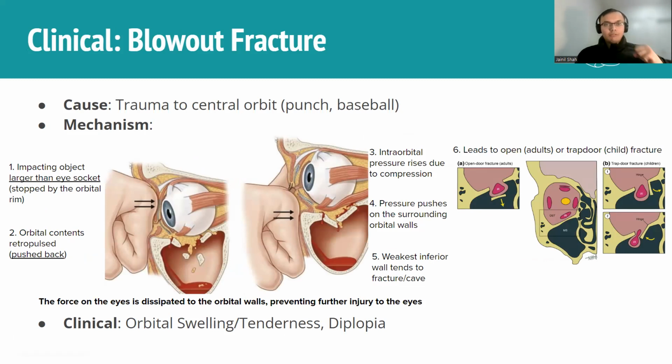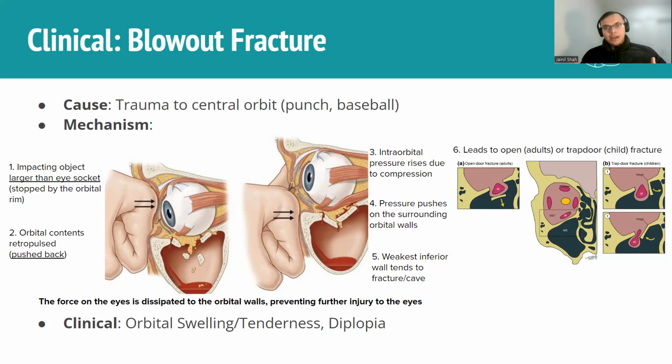So what that means is, rather than going through the eye socket and hitting the eye and then just smashing it or piercing through it, it actually gets stopped by the orbital rim. So it isn't able to go all the way and squeeze the eye. It gets stopped from doing that. Now, if you're going to push the eye, it's going to get retropulsed, or the contents of the orbit, so the eye and the muscles will be pushed backwards. And because of that, the intraorbital pressure rises because you're compressing all the contents, squeezing it backwards, and causing the pressure inside the eye and the surroundings to rise.